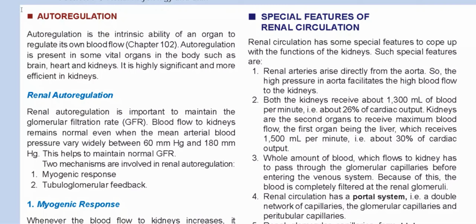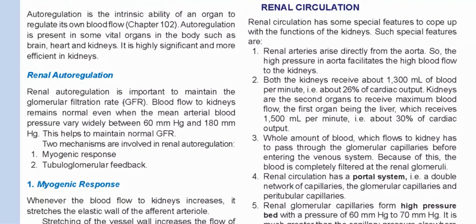Now the important part is autoregulation. Autoregulation is the intrinsic ability of an organ to regulate its own blood flow. So autoregulation is present in some vital organs in the body such as the brain, heart, and kidneys. It is highly significant and more efficient in the kidney. In case of renal autoregulation, it is important to maintain the glomerular filtration rate.